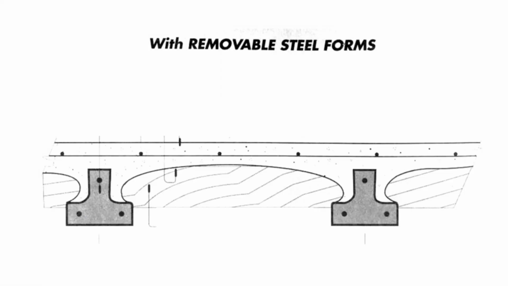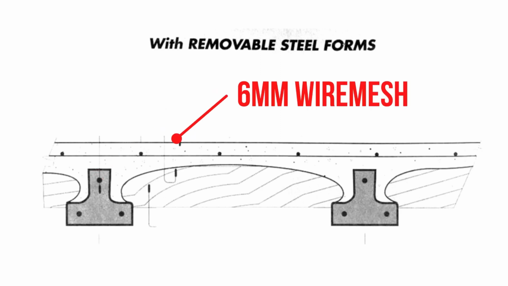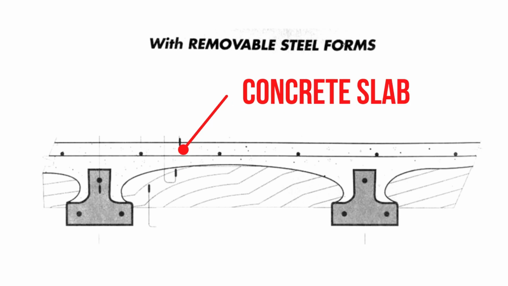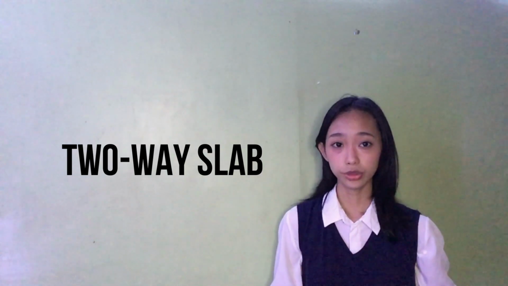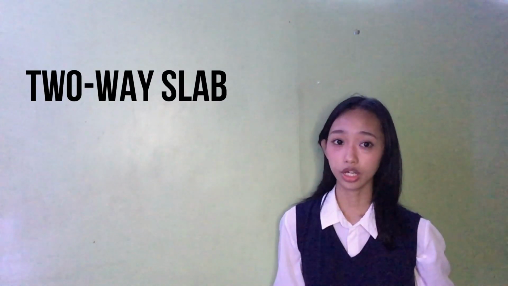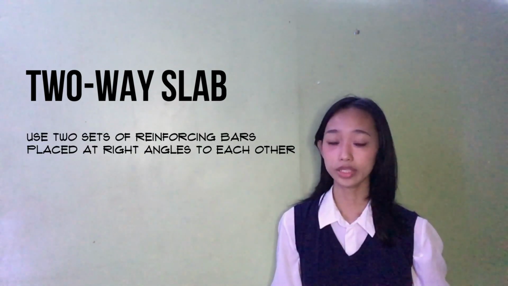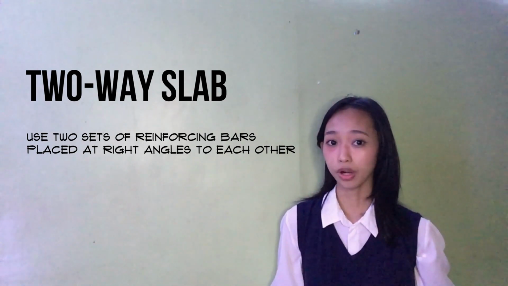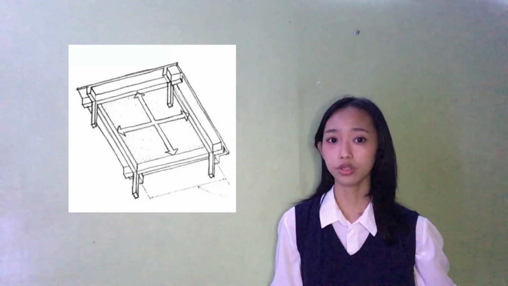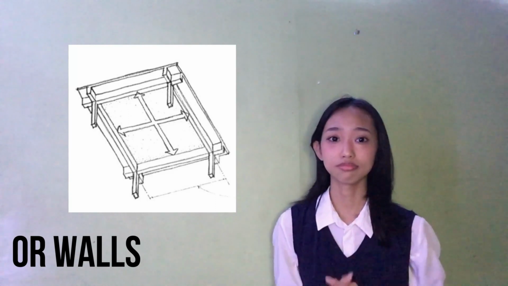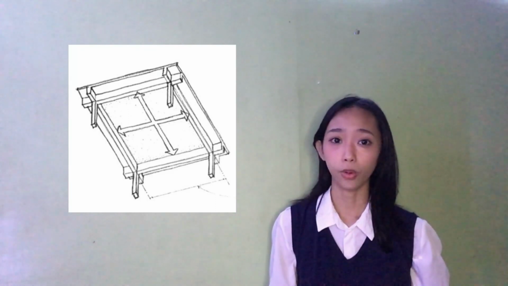Removable steel forms. This is the C-joist, the 6mm wire mesh, removable steel form or the RSF, the concrete slab, wood stiffener. For a two-way slab, it is generally economical to use 2 sets of reinforcing bars placed at right angles to each other. These bars in 2 directions transfer the loads to the 4 supporting beams or walls. Thus, a two-way slab is a slab supported on four sides.